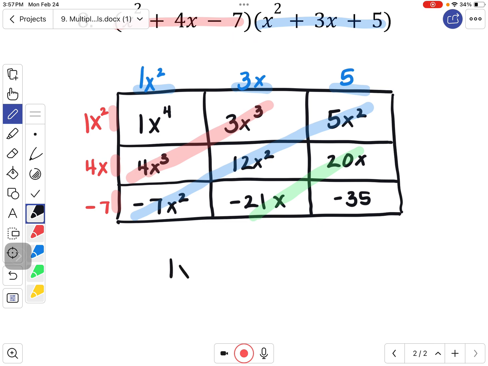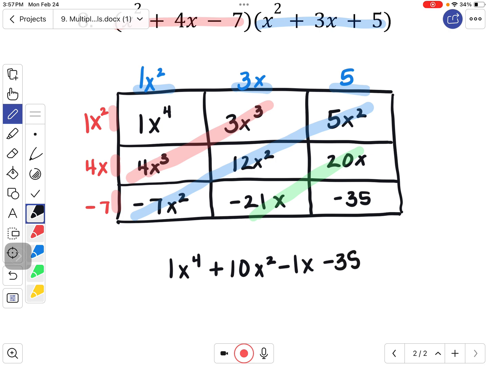Okay, so I'm going to start with my highest power first, which is my 1x to the 4th, and I'm just going to keep that 1x to the 4th. If I have -7 and I add 12 to that, that's going to give me a positive 5. So -7 plus 12 gives me positive 5. And then I have that other 5x squared. So 5 plus 5 is 10. They're both positive, so I'm going to say 10x squared. And then -21 plus 20 is going to give me -1x. And then I'm just going to plop that -35 on the end.